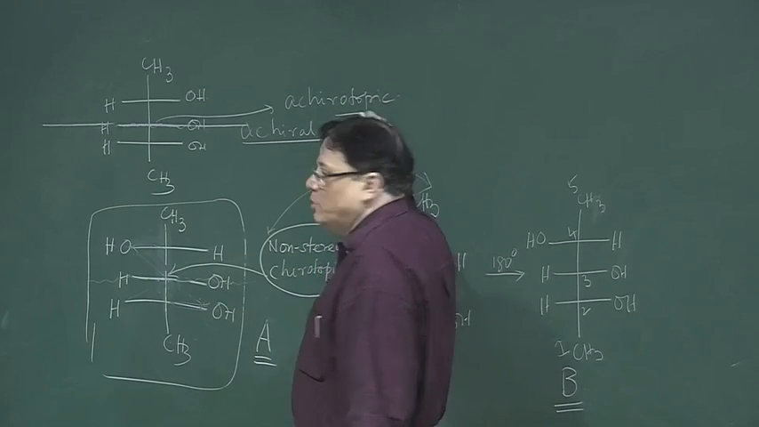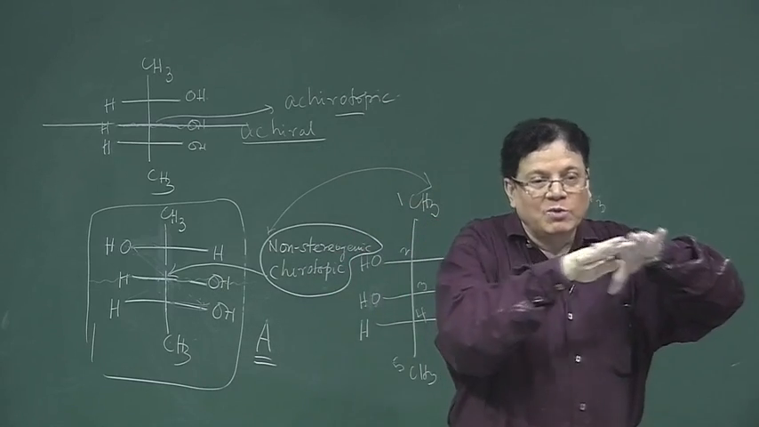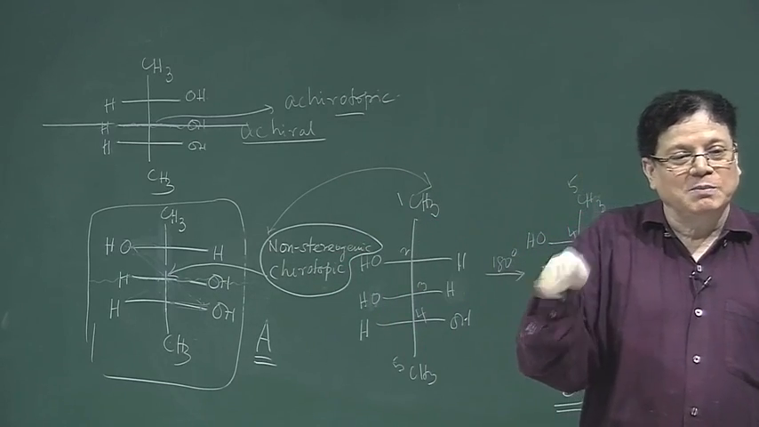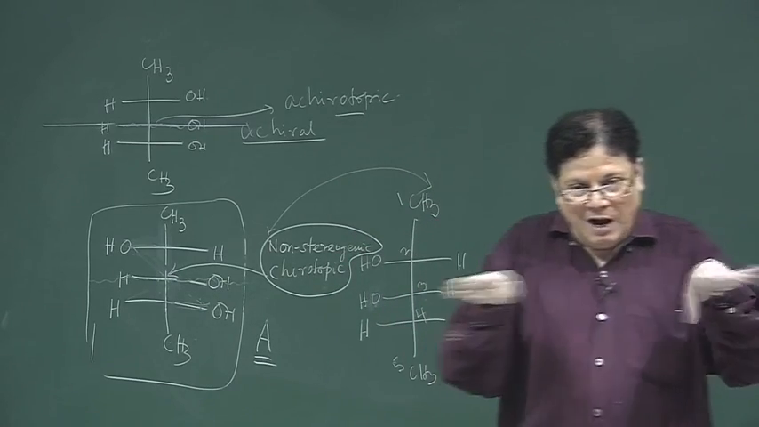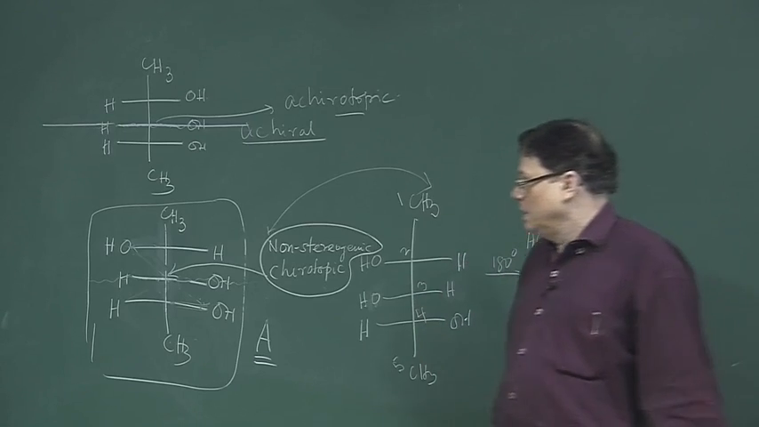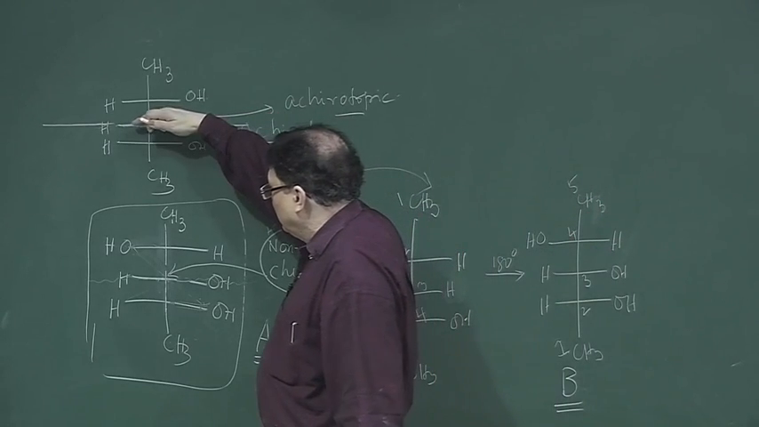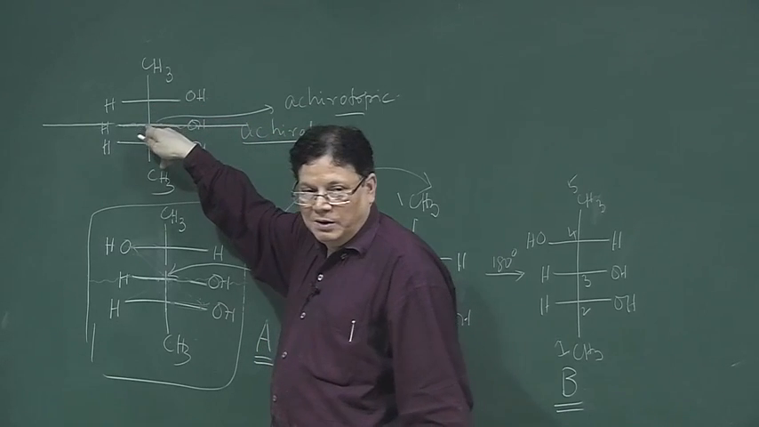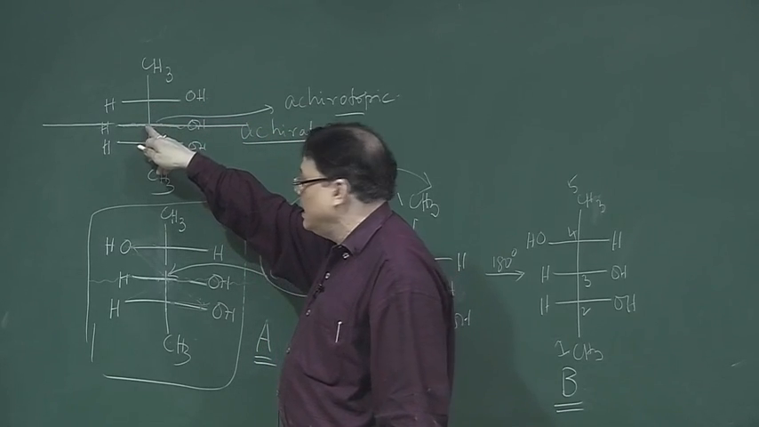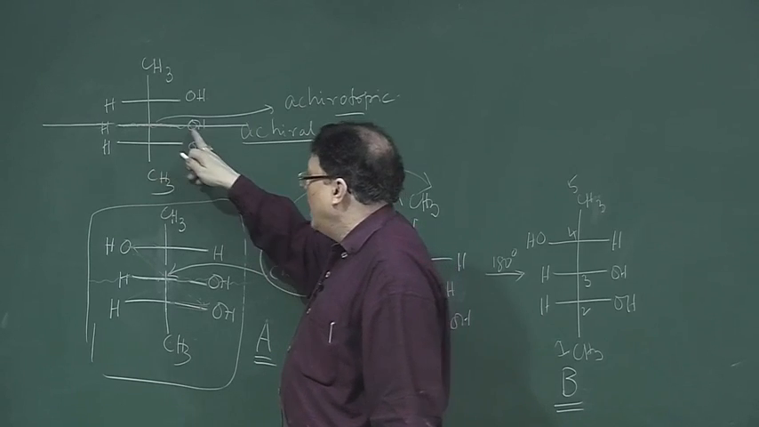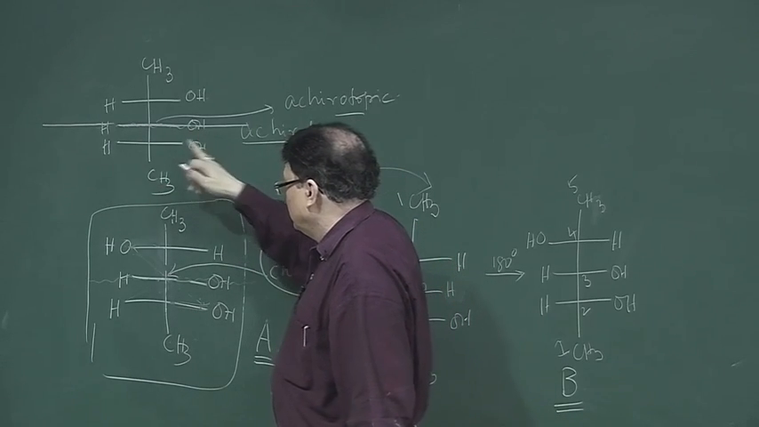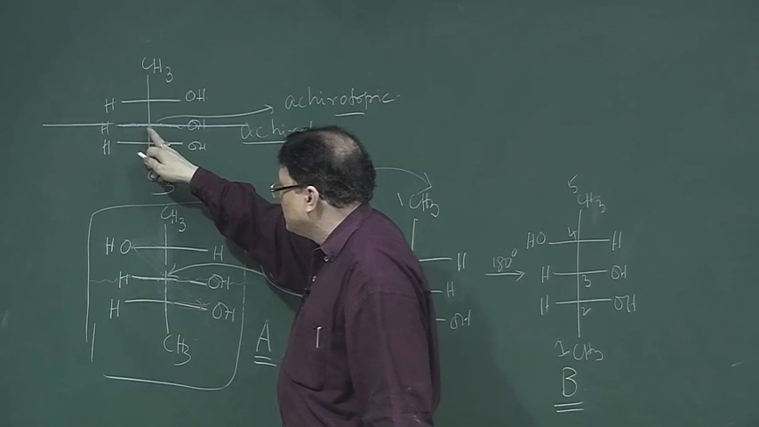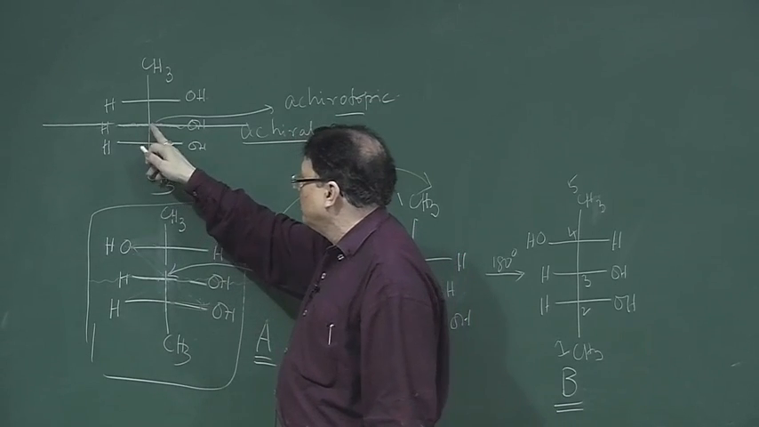So, what is an achirotopic point? The point through which these improper elements of symmetry are passing. Because the sigma plane is passing through this carbon, this is an achirotopic point. And now, what is the stereogenicity of this carbon?